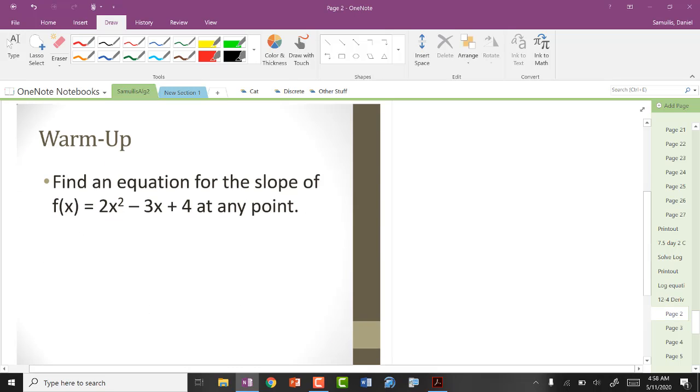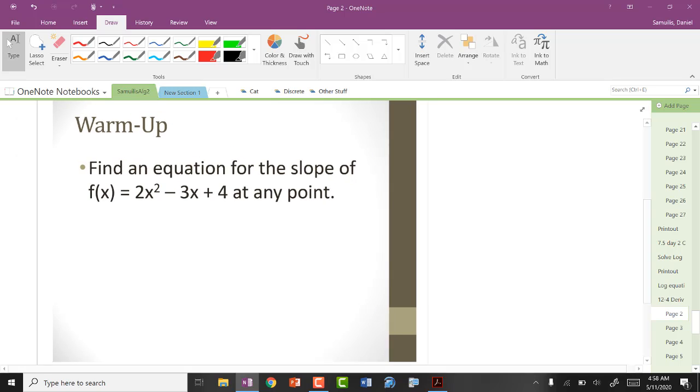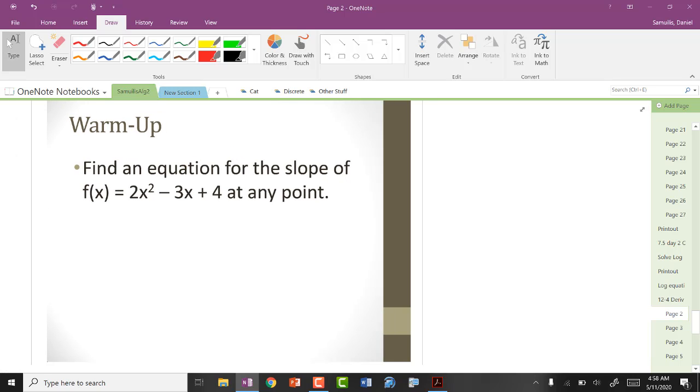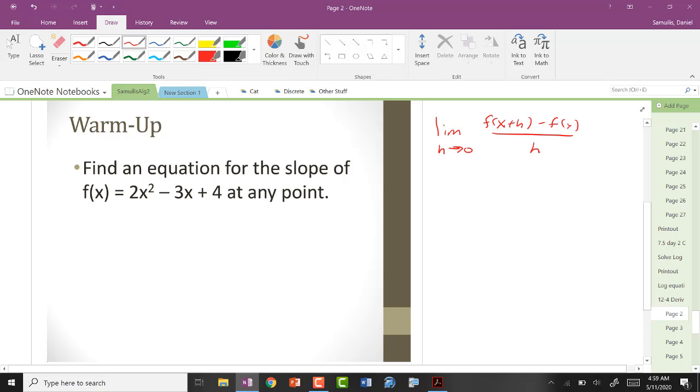So before we get to that, if we were in a normal class, I would make you do this little warm up, especially since we just got done with the weekend. So find the equation for the slope of 2x squared minus 3x plus 4 at any point. As a reminder, what we have to do to find that is to use the limit as h approaches 0 of f of x plus h minus f of x over h.